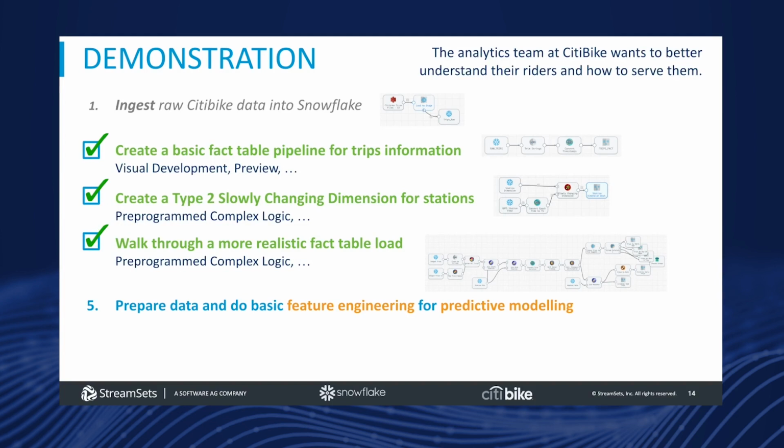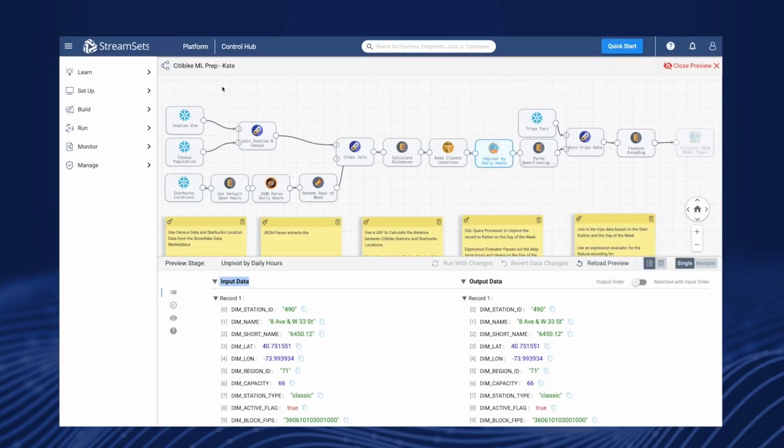Lastly, we're going to look at a pipeline that can help us enrich some data and do some basic feature engineering for predictive modeling. So in this pipeline, my analysts have decided that they'd really like to analyze how a station's proximity to a Starbucks location affects its peak hours.